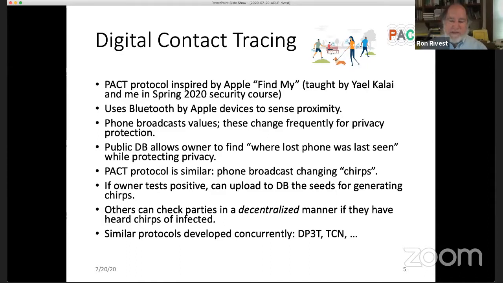Other phones may be, if near enough, recording them, and then checking later to see if the infected person has posted what chirps he broadcast after that infected person has tested to be positive. There's lots of countries rolling out such apps at the moment. So that's the main idea of digital contact tracing.